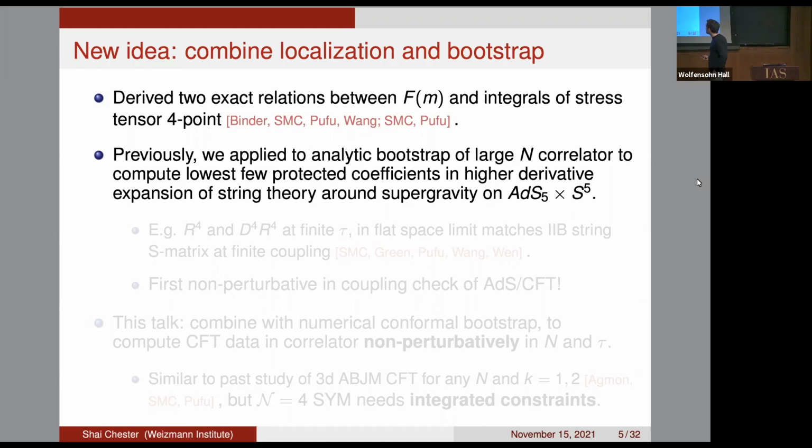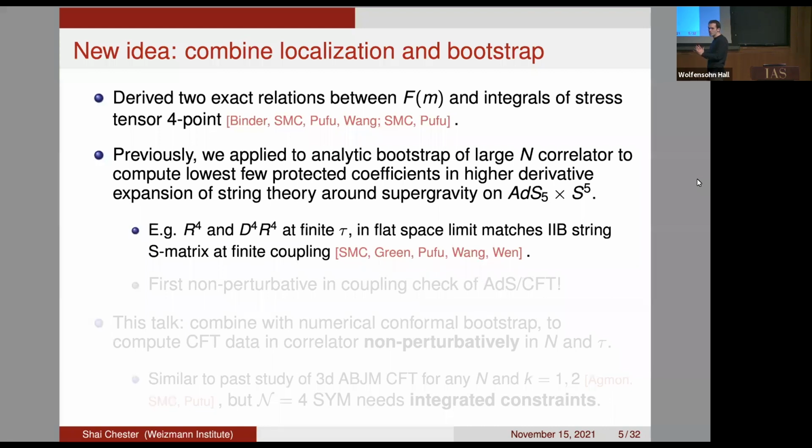Previously, we applied these integrated constraints to the analytic bootstrap of the large N correlator to compute the lowest few protected coefficients in the higher derivative expansion of string theory around supergravity at AdS5 times S5. Basically, we take this 4-point function in the conformal field theory and expand it at large N based on general grounds that fix the kinds of functions that can appear. At each order in 1 over N, there's a very limited set of functions that can appear. There's so few of them that we're able to fix them using these two integrated constraints. In particular, we were able to fix the two non-trivial corrections in 1 over N.